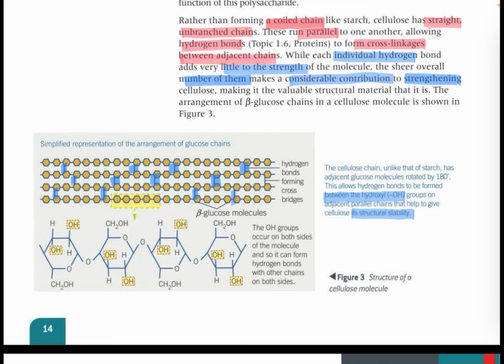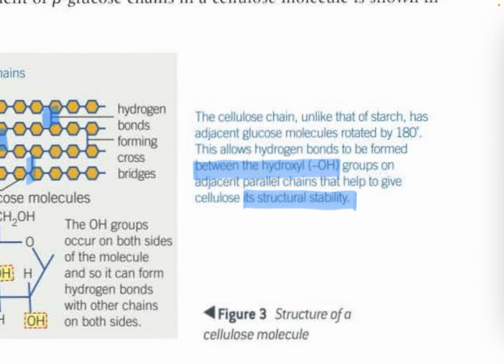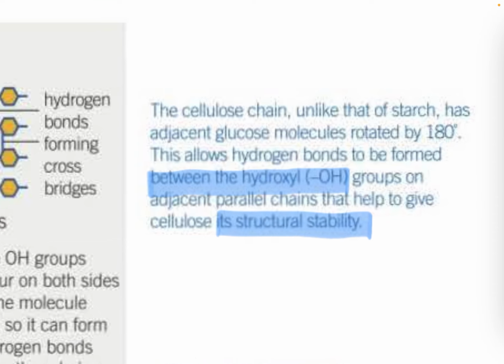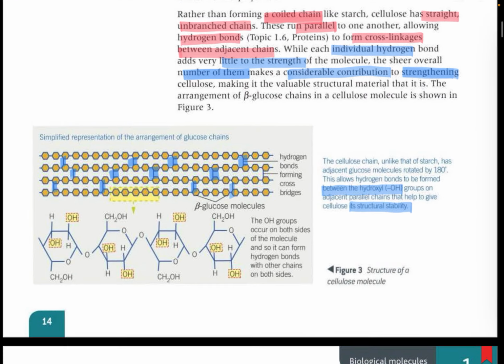The arrangement of beta-glucose chains in a cellulose molecule is shown in the following figure. So the cellulose chain, unlike that of starch, has adjacent glucose molecules. Hydrogen bonds are formed between hydroxyl groups on adjacent parallel chains that help to give cellulose its structural ability. Take a second to just let that sink in, maybe.